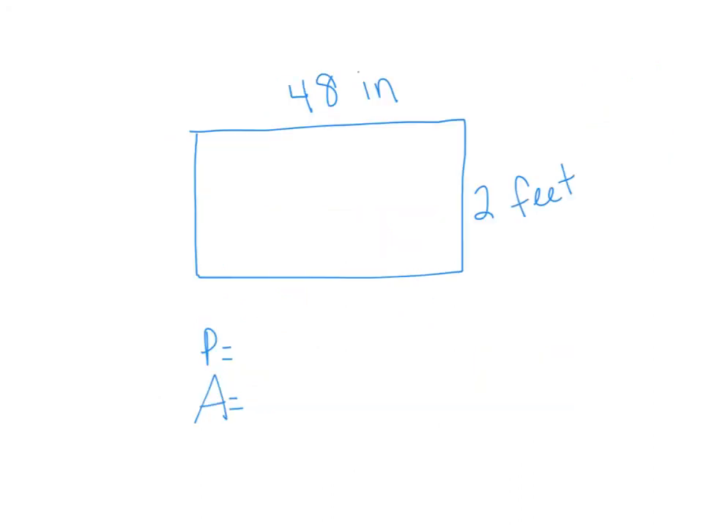For this next problem, I'd like for you to take a minute and try to solve this on your own. You can press stop on the video, try to solve this problem, which is 48 inches by 2 feet. Find the perimeter and the area, and then once you think that you have solved it correctly, press play and you can see if the answers are correct.